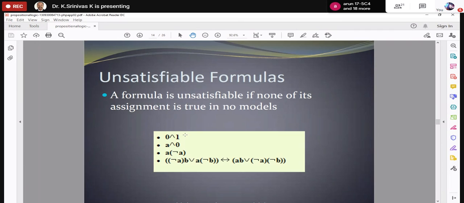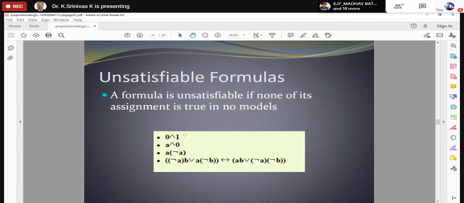A is equal to 1, negation of A will be 0. A is equal to 0, negation of A will be 1. Then 0. So negation of A and B or A and negation of B implies A, B, negation of A into negation of B. If you expand this by substituting the values for A comma B, you will get 0. So here for all the assignments we are yielding 0 only. So these formulas we normally refer to as unsatisfiable formulas.